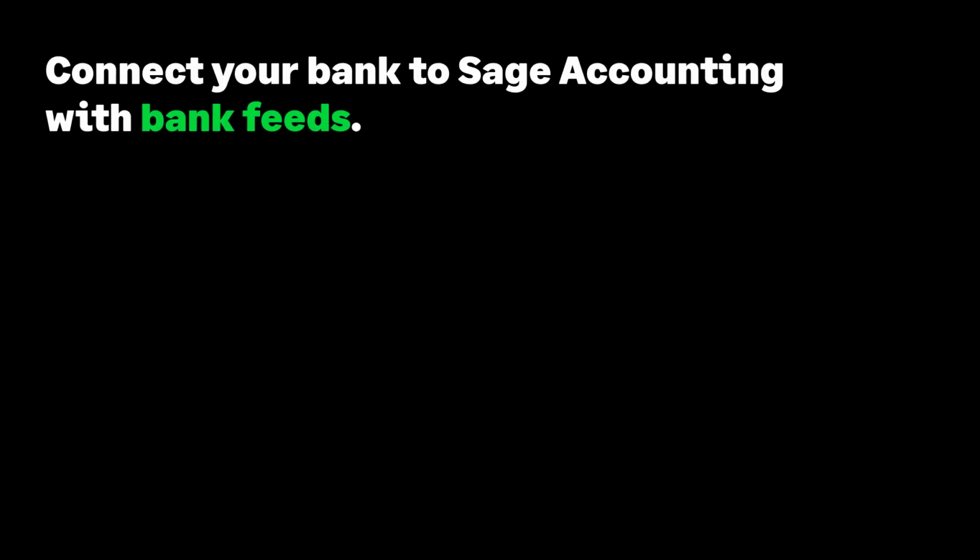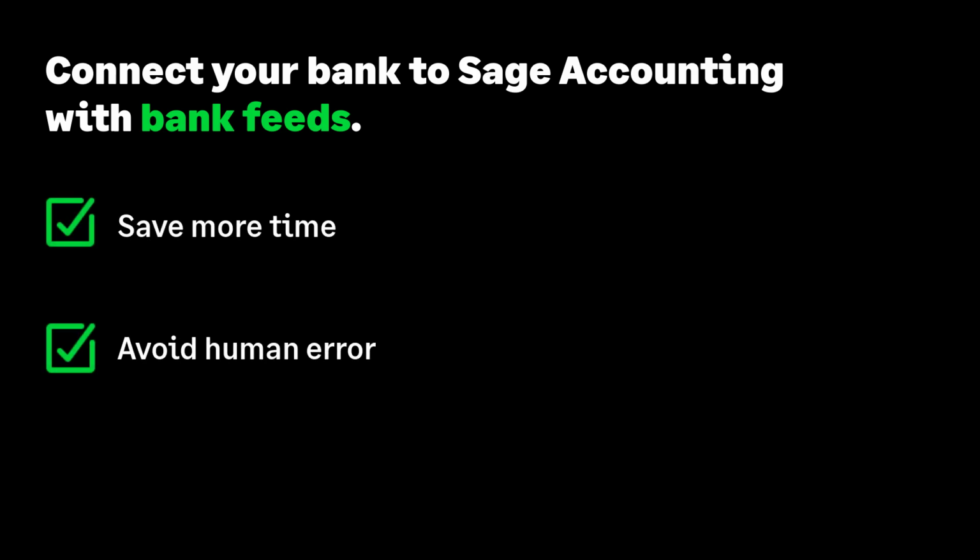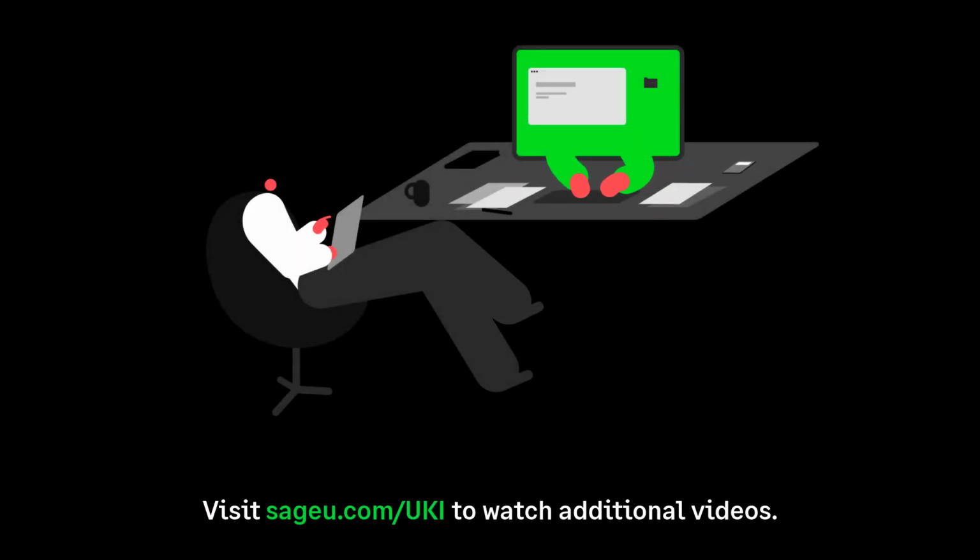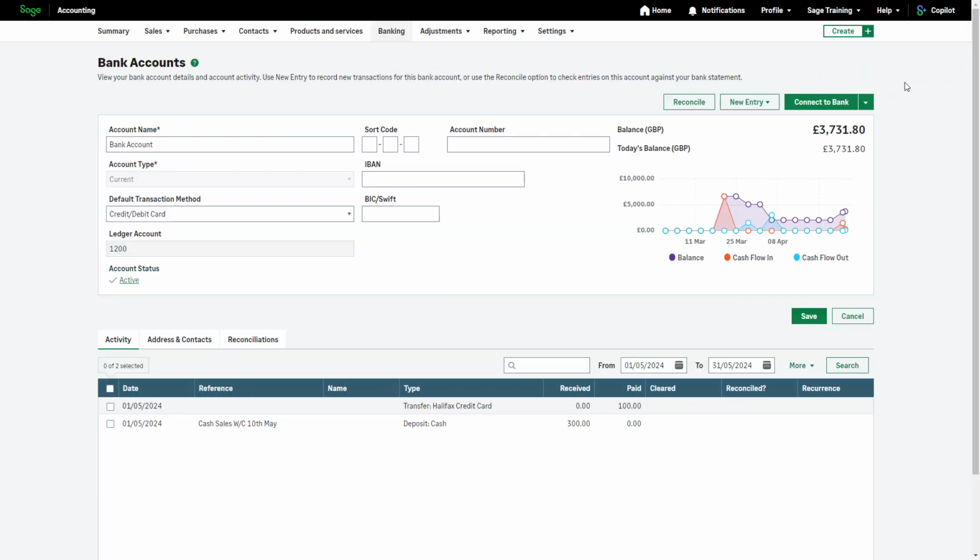Automate your processes further and connect your bank to Sage Accounting with bank feeds. Save even more time and avoid human error, as bank transactions are automatically imported for you directly from your bank. Please visit Sage University to watch our videos on setting up and processing using bank feeds. For further information, access our Help Center by clicking Help at the top of Sage Accounting.